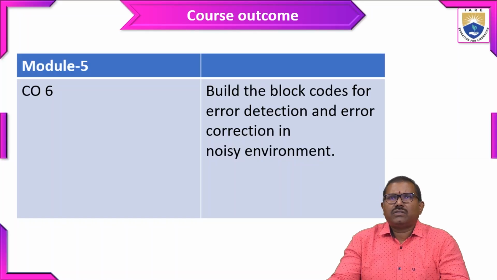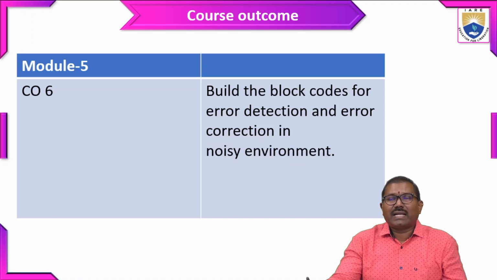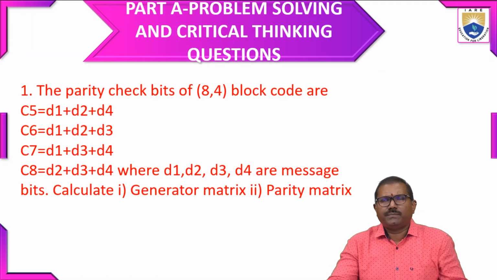This 5th module has the course outcome CO6, that is, build the block codes for error detection and error correction in a noisy environment. Why? Because errors are generated in a noisy environment, so we are going to detect those errors and correct them by using block codes. How to build the block codes is all seen in this module. Now coming to the first problem.